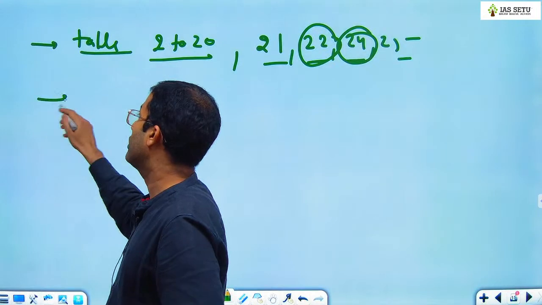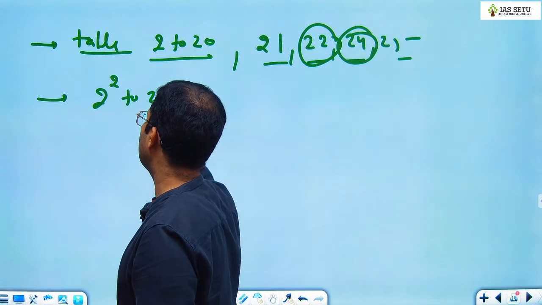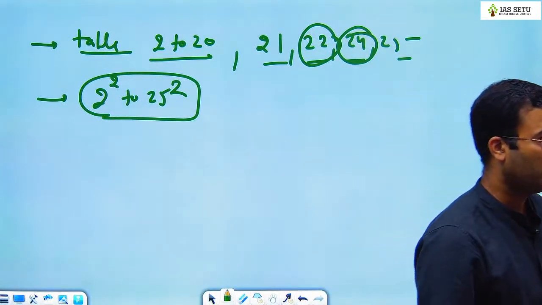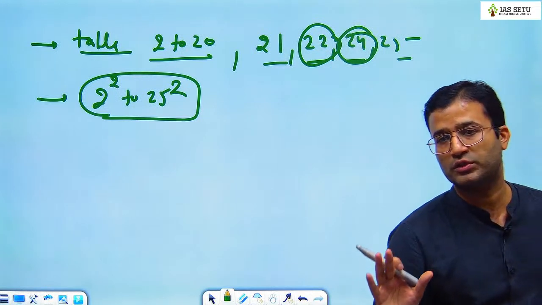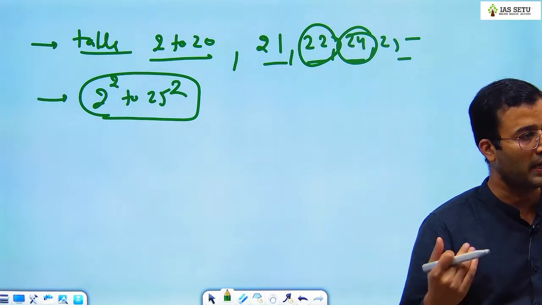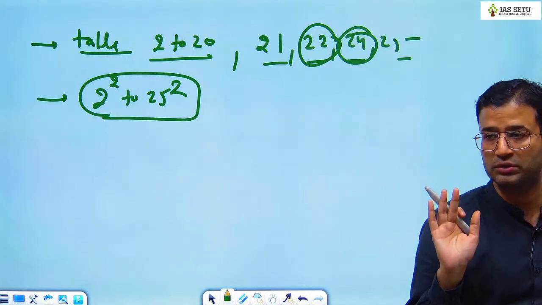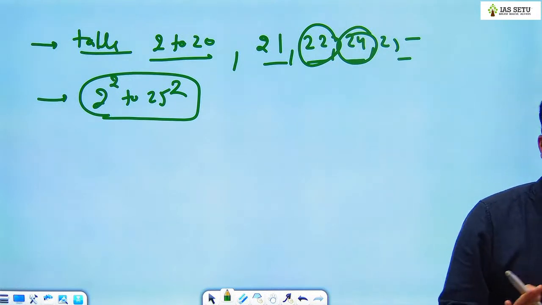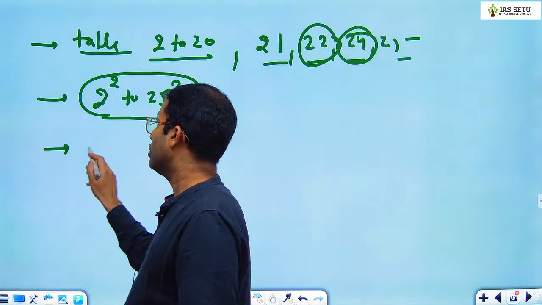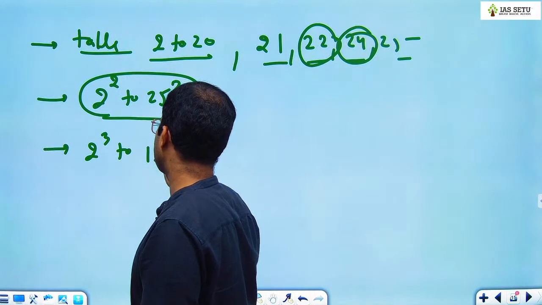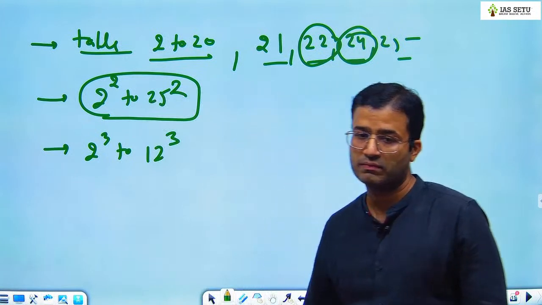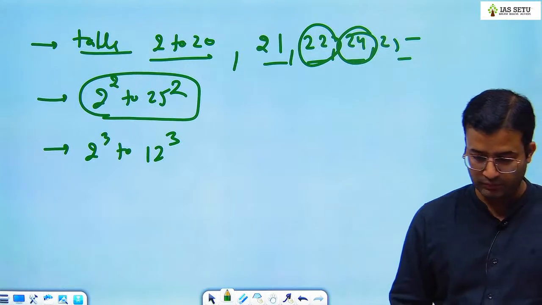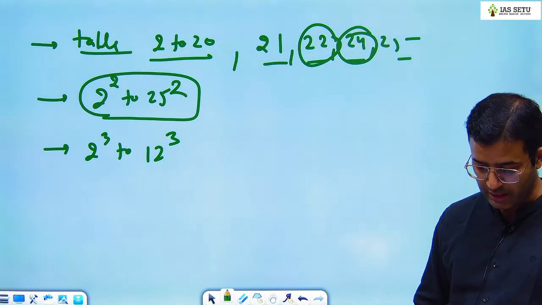Next homework. 2 square to 25 square. If I ask 19 square, I need an immediate response. No calculation. 19 square, you have to say 361. Something like that. 2 square to 25 square has to be on your tips. Next. 2 cube to 12 cube. Okay, that's enough for today.